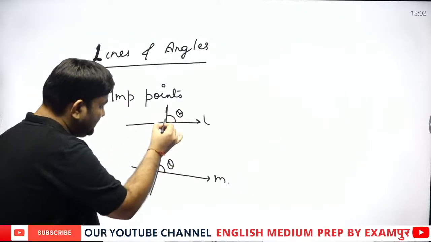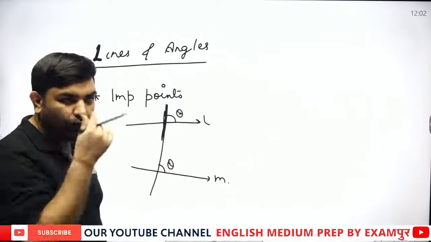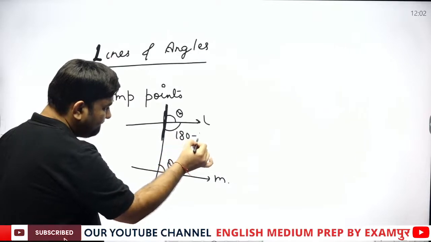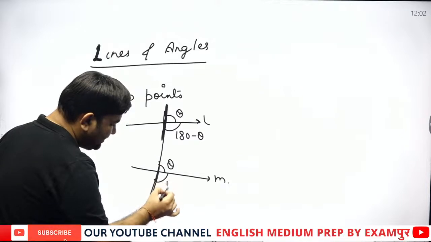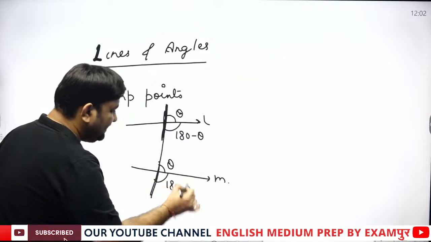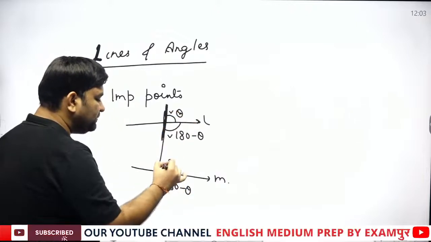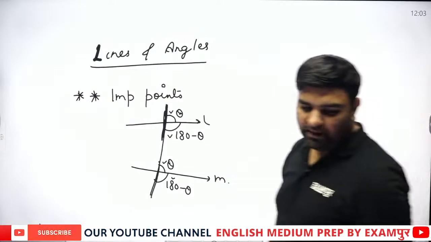Guys, in a straight line, the total sum of angles is 180. So if this is theta, this is 180 minus theta. If this is theta, this is also 180 minus theta. So can I say they are also equal to each other? They are equal to each other by the property of corresponding angles.